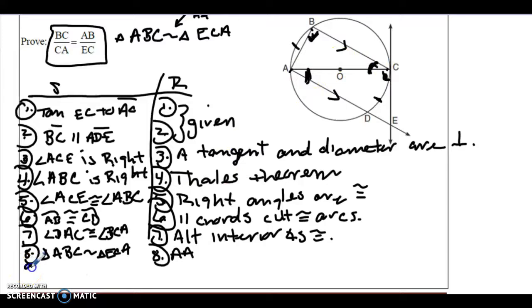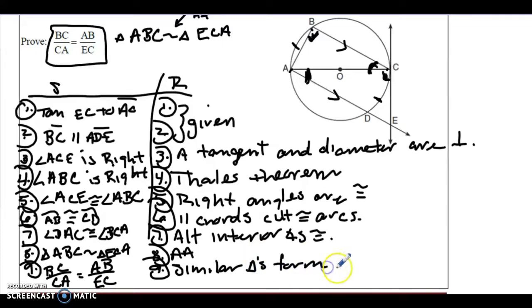So for number 9, I can set up a proportion with the similar triangles because we know similar triangles form proportional sides. So BC, this would be proportional to this side, CA. BC is to CA as AB is to EC. And so that's it. BC is to CA as AB is to EC. And your reason: similar triangles form proportional sides.